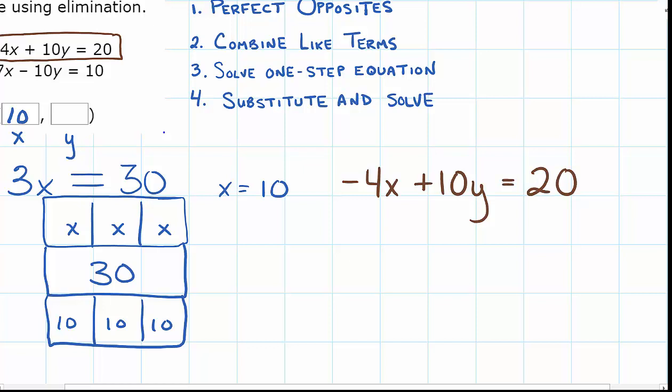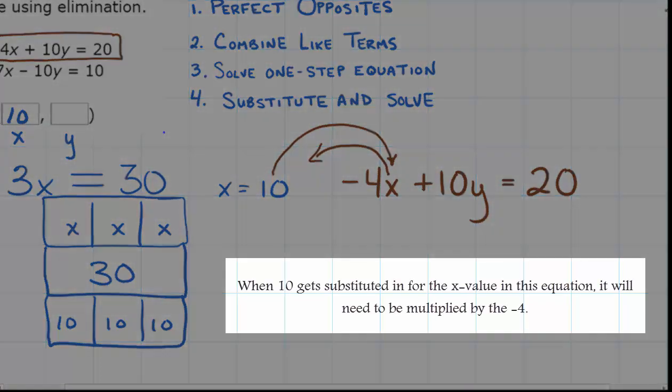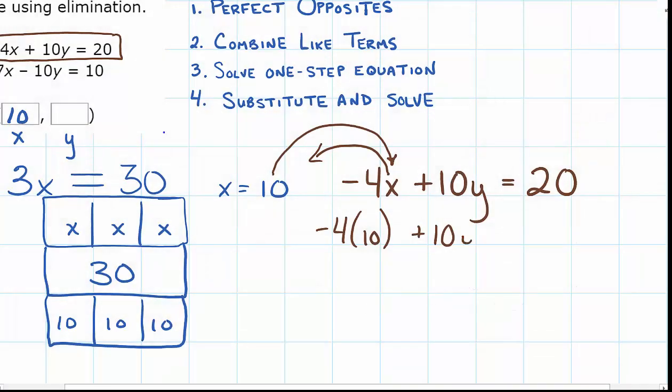And what I'm going to do is, just like a coach would for one of his players in a game, I'm going to substitute 10 into the game for x. 10 is going into the equation, x is substituting out. So really what's happening here is I have negative 4 times 10 now, plus our 10y's, and on the other side of the equal sign I've got positive 20.